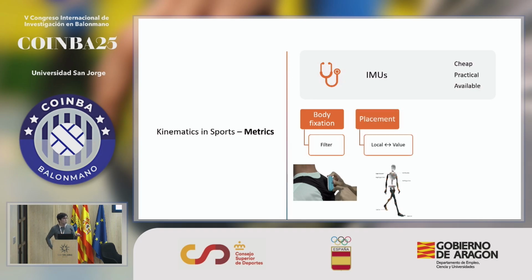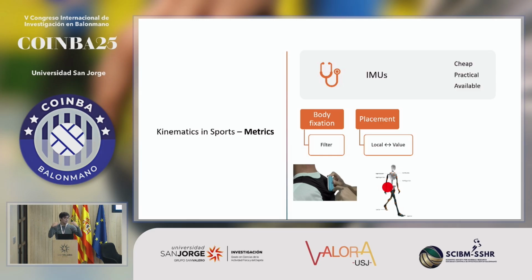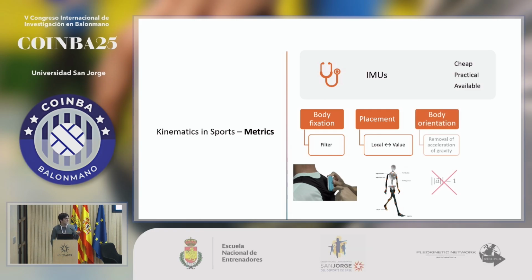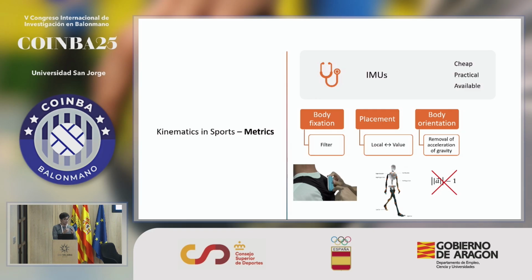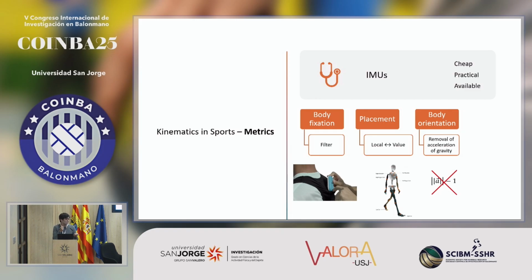The next one is where we put the devices. If we put it on the back, it has one value. If we put it on the ankle, the knee, etc., it depends on the place that we put it, and we cannot compare the results, and there is no optimal place to put them. Next is the orientation of the body when players are rotating, squatting, and so on. The gravity is not as simple as removing 1g from the norm of acceleration, and this makes the job of removing the gravity from the data much harder.